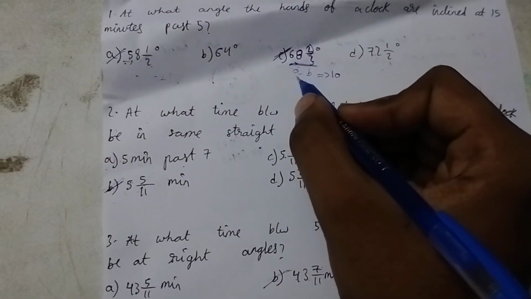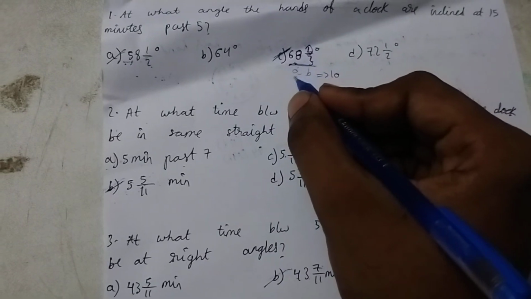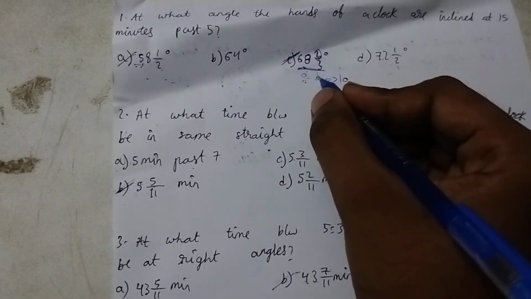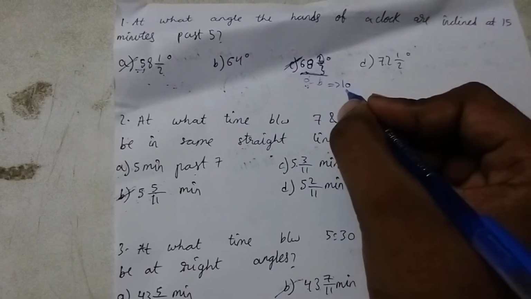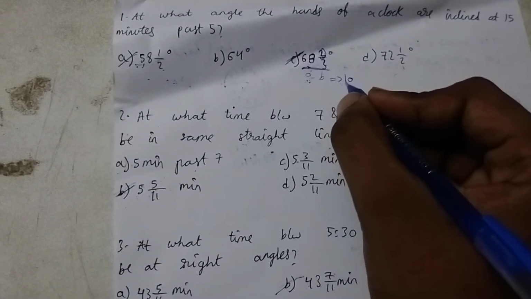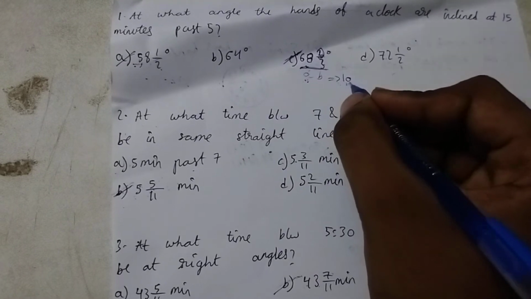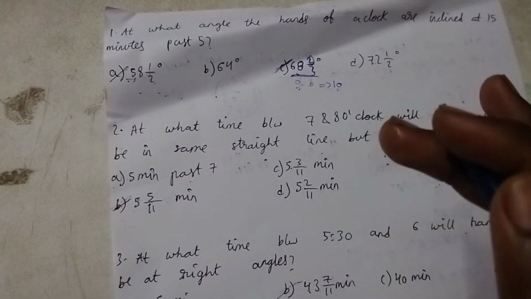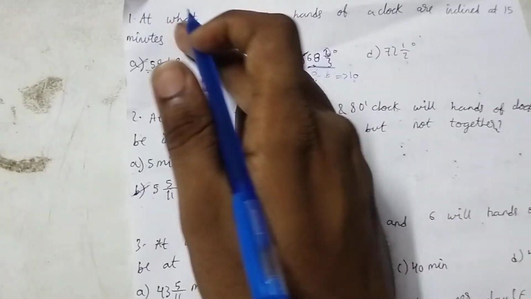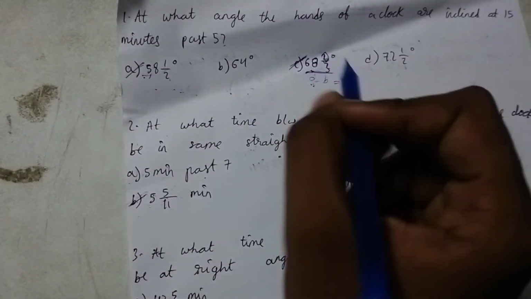The simple trick means a into the numerator, a plus numerator of b. If the sum is divisible by 10, we have to pick that option and it is the right option for the given question. Let's do problems by using the trick.